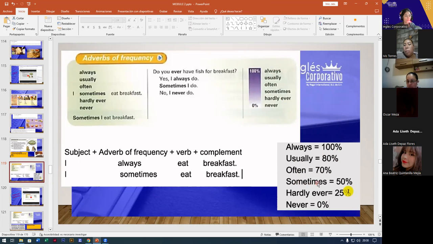Also, you can mention it like sometimes, we know that is 50-50, right? 50%, a veces, right? Algunas ocasiones, so 50%, hardly ever 25%, or never is zero, zero occasions.